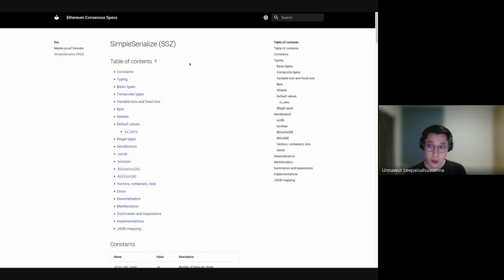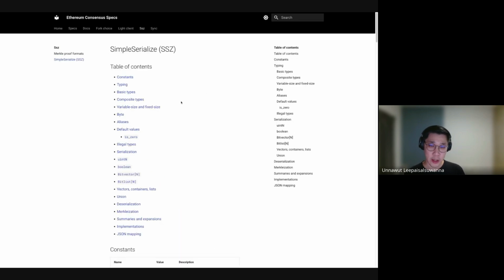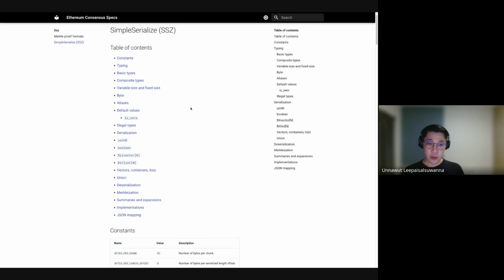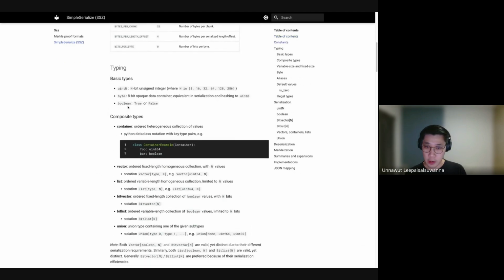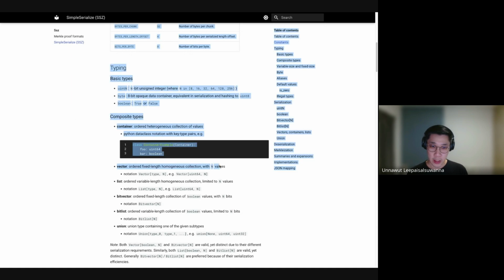I would say this serialization method is crafted specifically for the consensus layer. For example, if you look at the types that are available, it covers just enough for the consensus layer to work. The basic primitive types are only unsigned integer, byte, and Boolean. The rest are composite types: a container of other values, vector, list, bit vector, bit list, and unions. And this is basically all that SSZ is able to do.